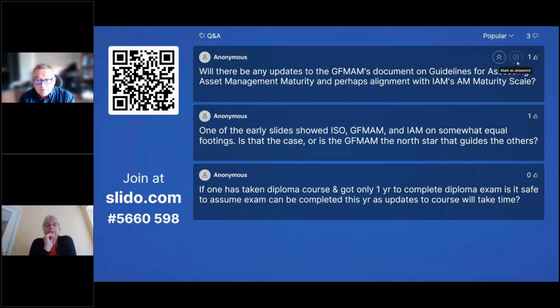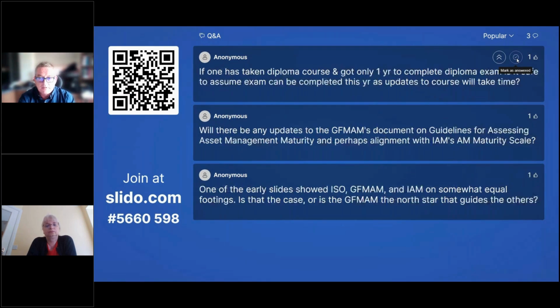Are there any guidelines on assessing asset management maturity? Not currently, no. There is a plan to update the Global Forum document on the asset management assessor requirements. So there's a competency specification, a specification for what a good assessor would look like to assess ISO 55000. Although that's 55000 focused, it is impacted by Global Forum. So there is a plan to update that, but there is no current plan to update the Global Forum maturity or the IAM maturity at this stage.